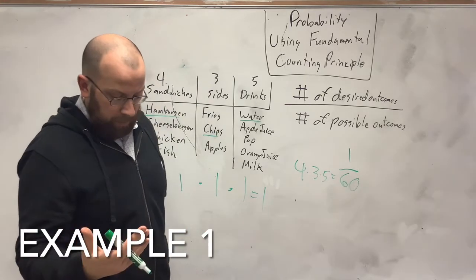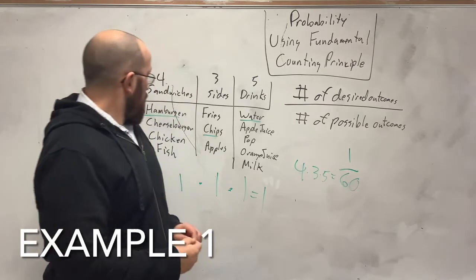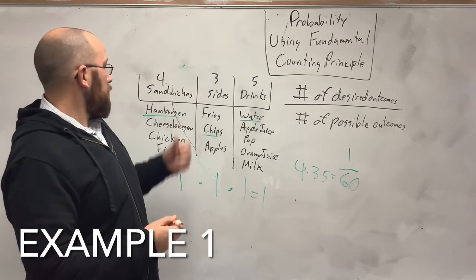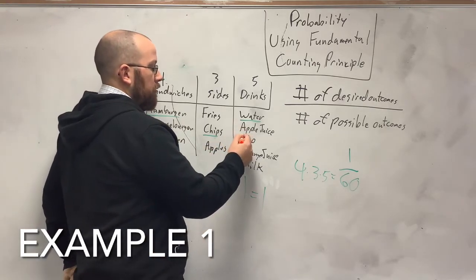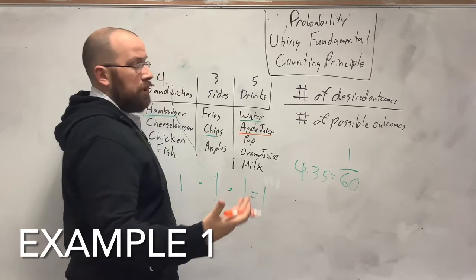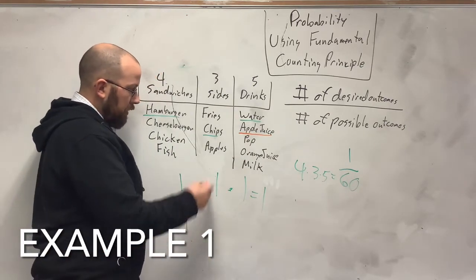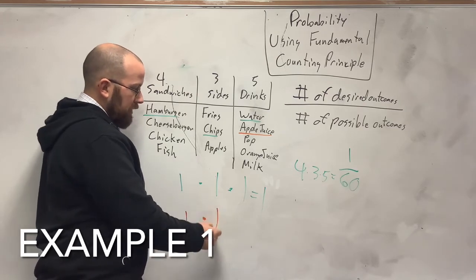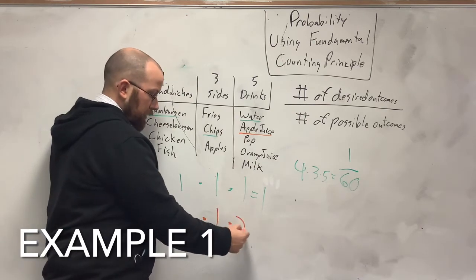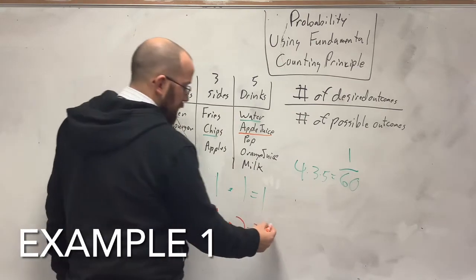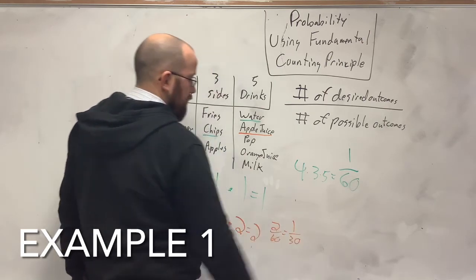All right, it's pretty simple, but what if I wanted a hamburger, chips, and water plus an apple juice? What is the probability of that happening? Still I have 1 hamburger, still 1 side of chips, but now I have 2 possible drinks. So that gives me 2 over 60, which is 1/30.